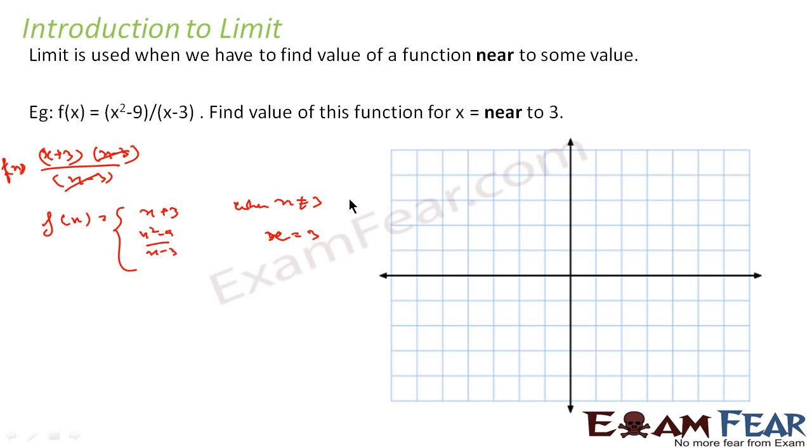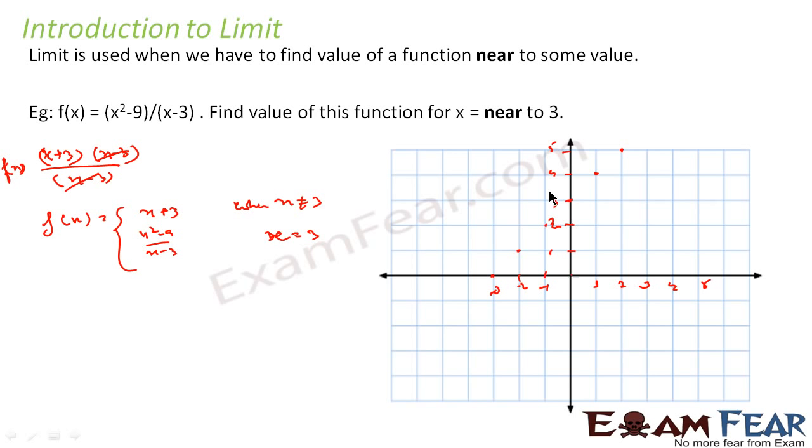Now let's plot this. X is equal to 0, this is not equal to 3, y is equal to 3 plus 0, that is 3. X is equal to 1, y is equal to 3 plus 1, that is 4. X is equal to 2, y is 5. Similarly, x is equal to minus 1, you get the value of 2, x is equal to minus 2, you get 1, x is equal to minus 3, you get 0.